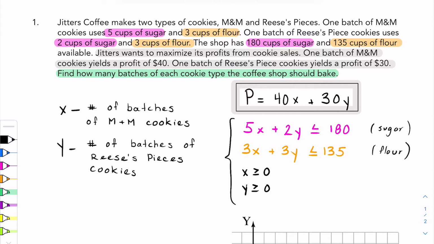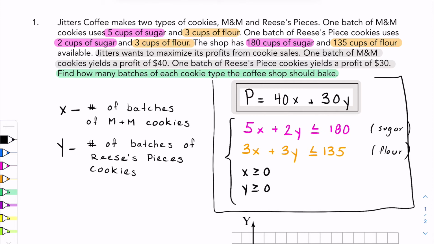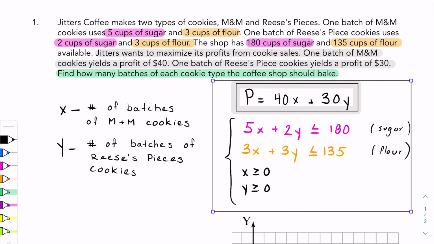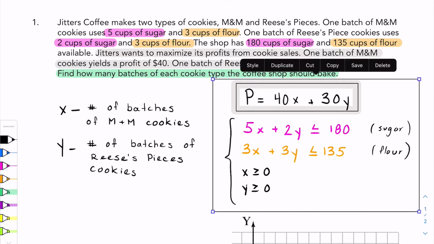So here is your objective function and your constraints. You have to graph these, and then you have to optimize the problem, which means you have to identify your vertices and substitute them into the objective function, solve and find which situation would yield Jitters the most amount of profit.